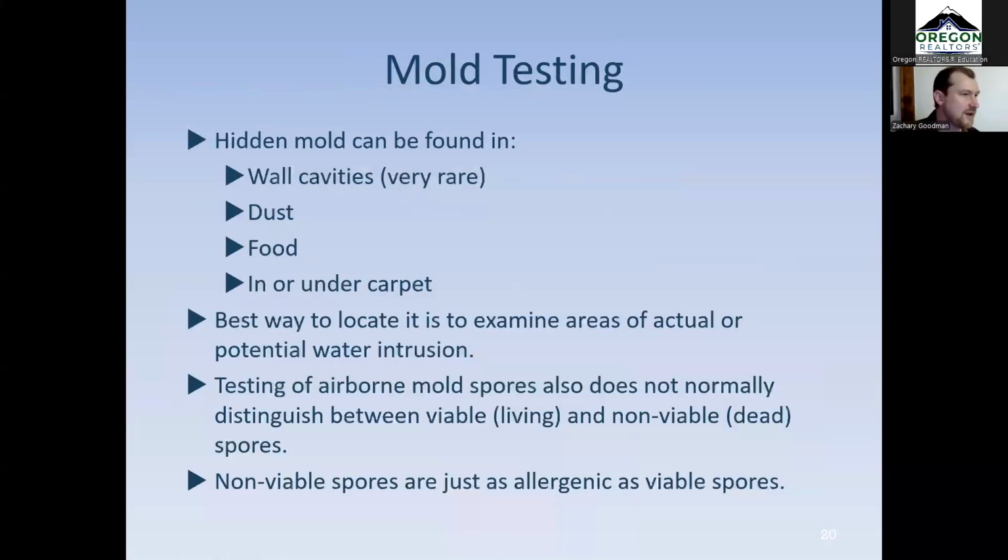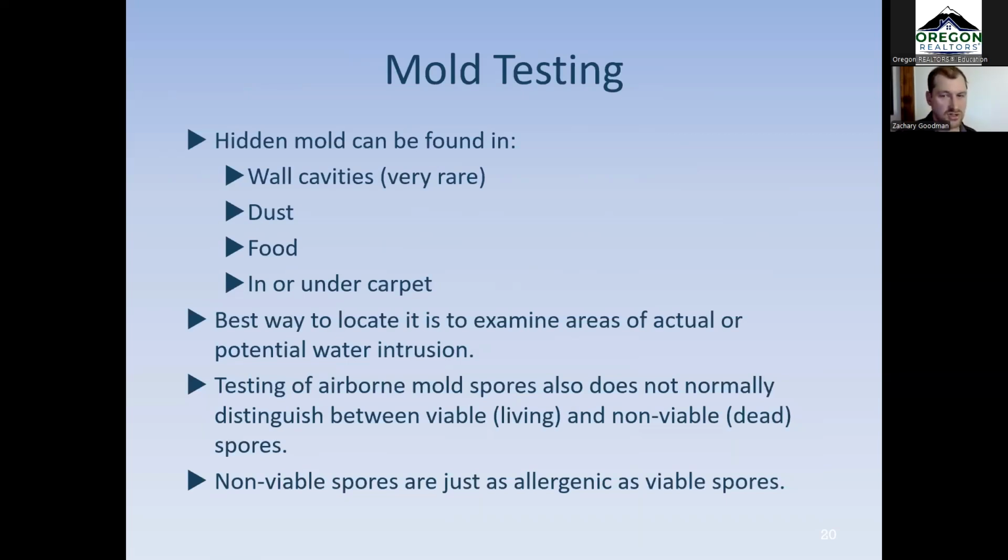Hidden mold can be found in wall cavities, dust, food, in or under carpet. We generally will find these with a visual inspection. The wall cavities is the one where we may not, but that's why we use an infrared camera. So if there is mold back there, we will most likely see it as a temperature difference with the rest of the house. The best way to locate it is to examine areas of water intrusion.